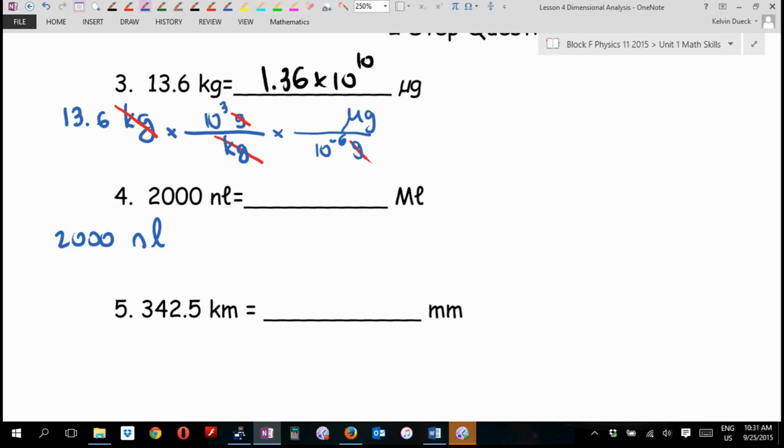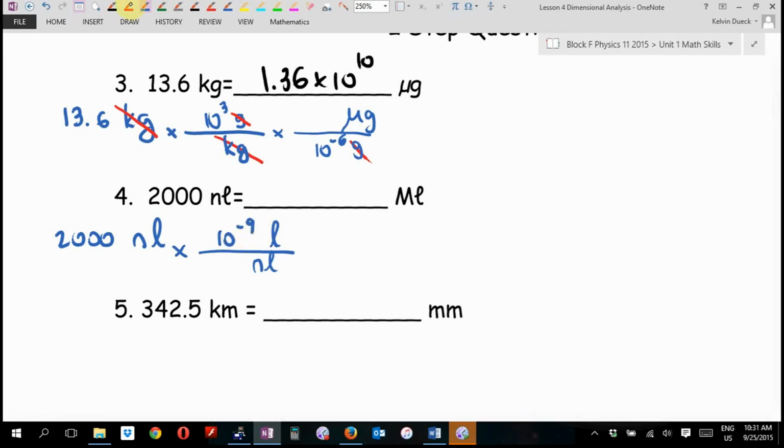Right now they're on top. How will I get them to cancel? Put them where in the next fraction? On the bottom. On the top, I'm just going to put the fundamental base units, in this case, liters. Oh, and I'm going to replace the nano with whatever nano is. Is it 10 to the negative 9? Yeah. I really haven't bothered memorizing them because it's a waste of my time.